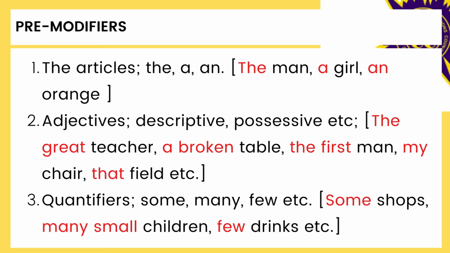Premodifiers can also be made up of adjectives, all the types of adjectives we can name: descriptive, possessive, demonstrative, etc. We can have this in the examples the great teacher, a broken table, the first man, my chair, that failed, etc. Premodifiers can also be quantifiers. Example: some shops, many small children, few drinks, etc.